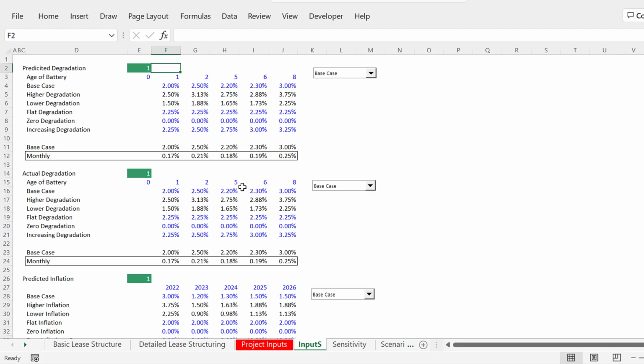I just realized I had something wrong. I'm not going to touch these right now.